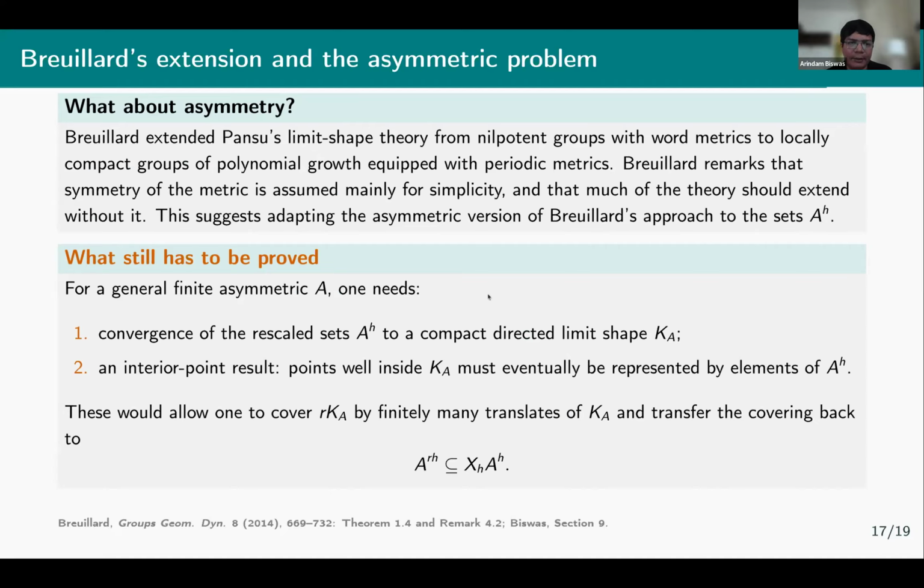But there is a lot of work to be done because, for instance, one needs the convergence of the rescaled sets to a compact directed limit shape and some sort of interior point result. I started to look at these two papers, but unfortunately Pansu's paper is 30 pages long and Breuillard's paper is 60 pages long. If one has to redo the theory with asymmetry taken into account, one probably has to do all the steps. So this is still open: what happens with a general asymmetric set.